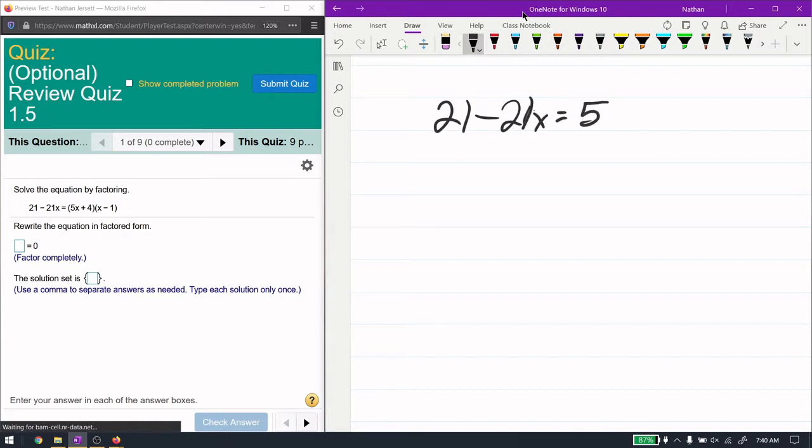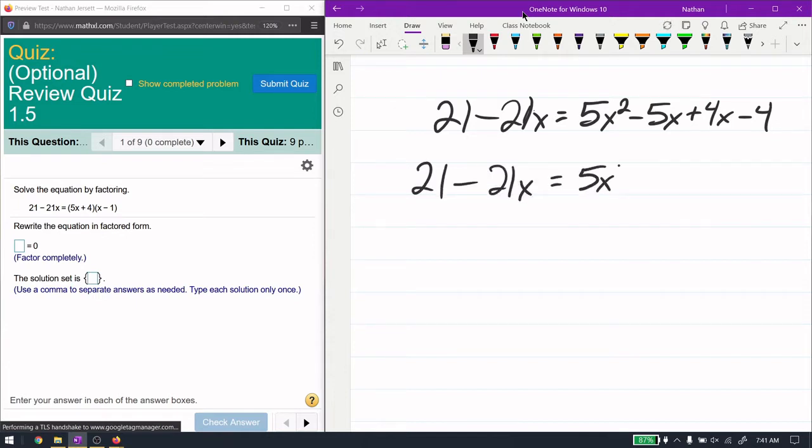5x times x is 5x squared. 5x times negative 1 is negative 5x. 4 times x is 4x. And 4 times negative 1 is negative 4. Now I can combine like terms. That gives me 5x squared, then negative 5x plus 4x is negative x, just negative 1x, or negative x minus 4.